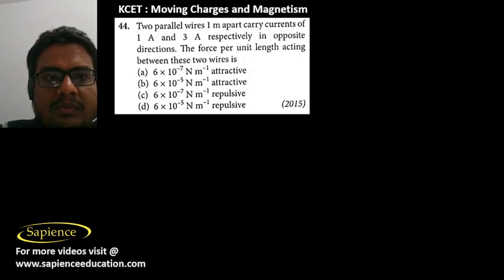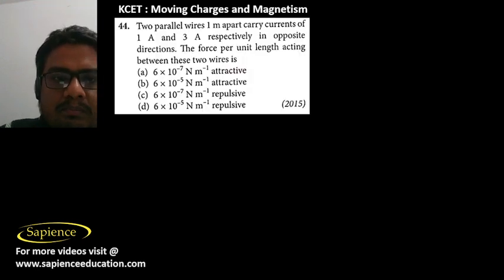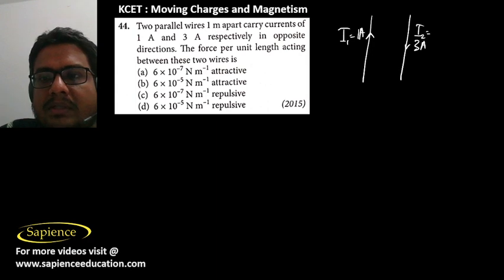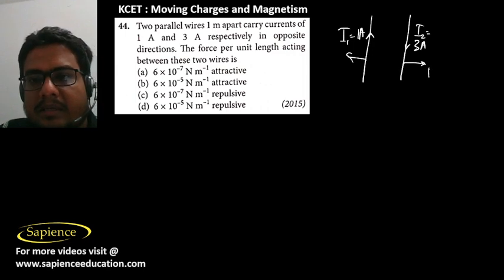Then in question number 44, it is told two parallel wires 1 meter apart carry currents of 1 ampere and 3 ampere respectively in the opposite directions. So I1 is 1 ampere and this is 3 ampere, which I suppose is I2. So the force per unit length acting between these two wires is, so we know that parallel currents will attract and anti-parallel currents will repel. So there will be repulsion obviously in between them.